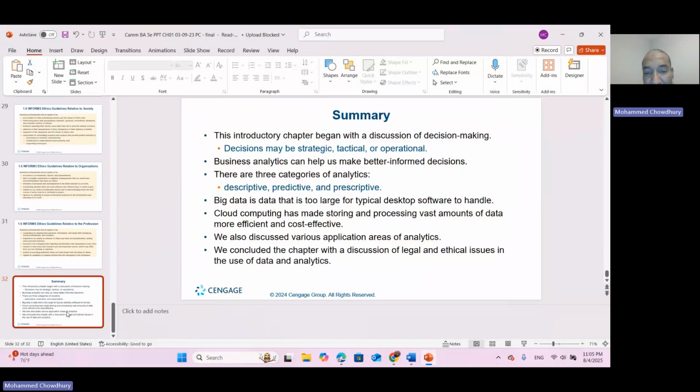Big data is data that is too large for typical desktop software to handle. Cloud computing has made storing and processing vast amounts of data more efficient and cost effective. We have discussed various application areas of analytics. We concluded the chapter with a discussion of legal and ethical issues in the use of data and analytics.